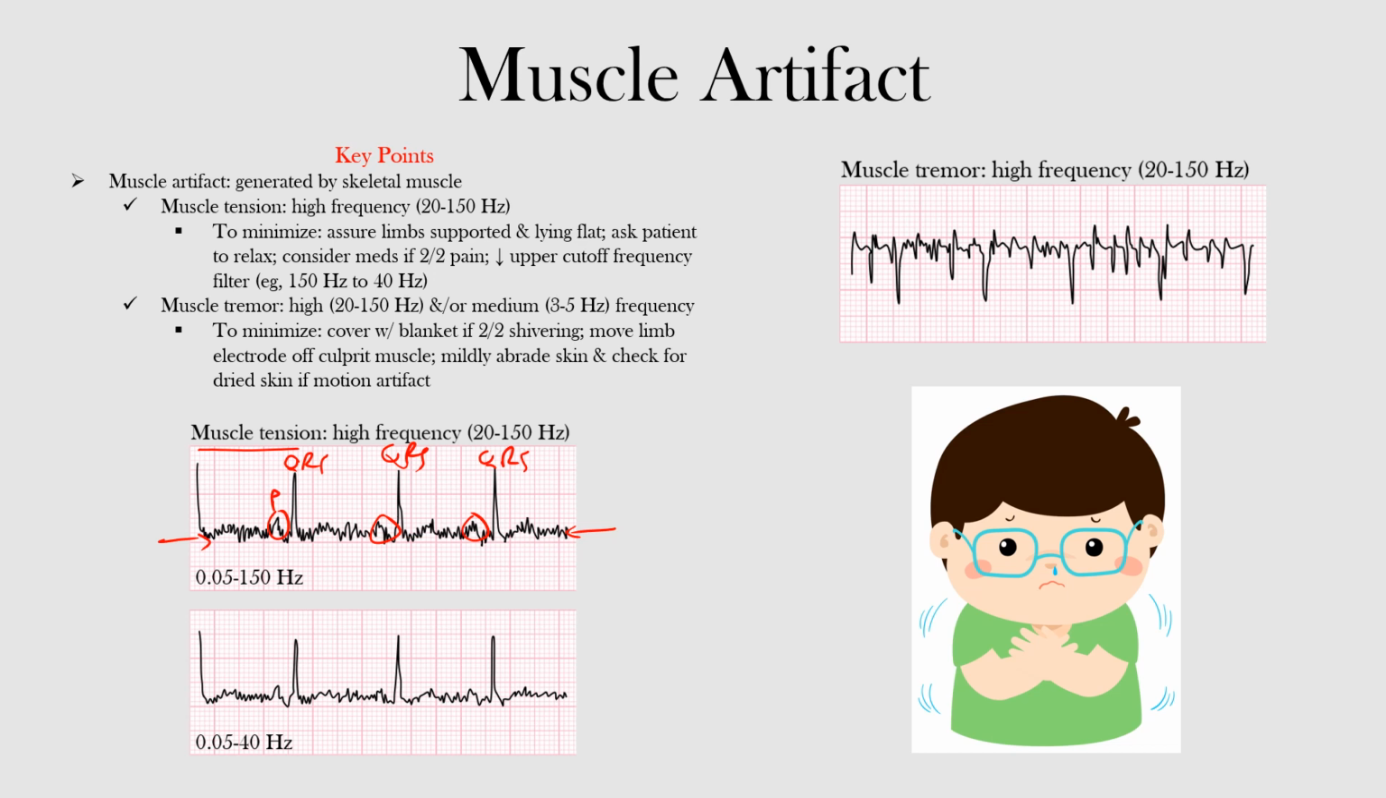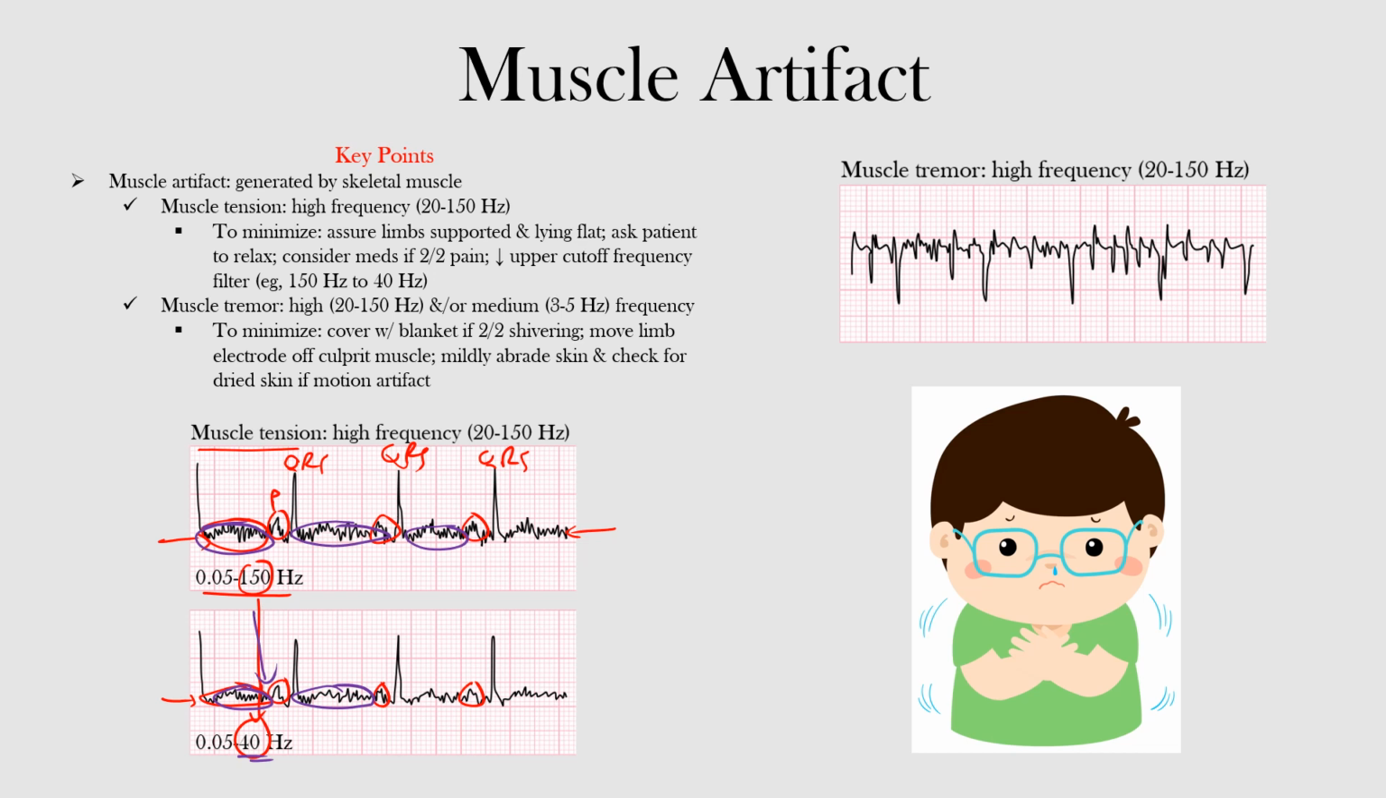So again, you can see that here. Here's our 0.05 to 150. 150 is our upper threshold of the frequency filter. If we then lower that to 40, you can see that this artifact here is not as bad as that up here. There you can see our P waves starting to be more visible. As you lower that upper frequency filter to 40 hertz, you can see that the artifact is much less, so you can make it out a lot easier. So that's one little thing you could try to do to alleviate that.